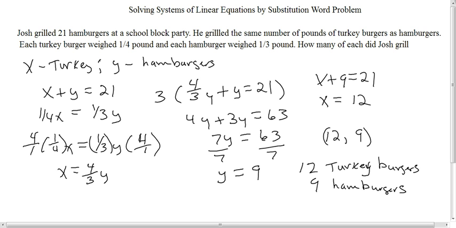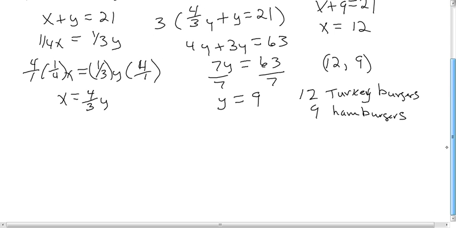Okay, and now all you've got to do is go back in and check that. I'm going to change the color. So we go in to check, and we see that X, which is 12, so 12 plus 9 is equal to 21, and 21 is equal to 21. Okay, we're good so far.